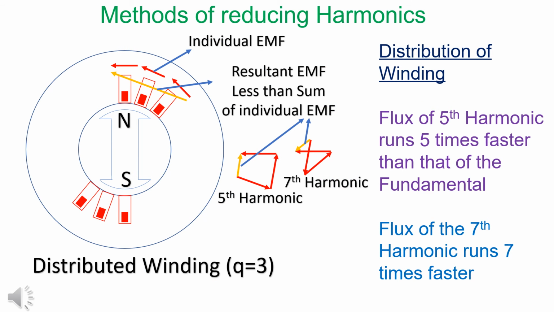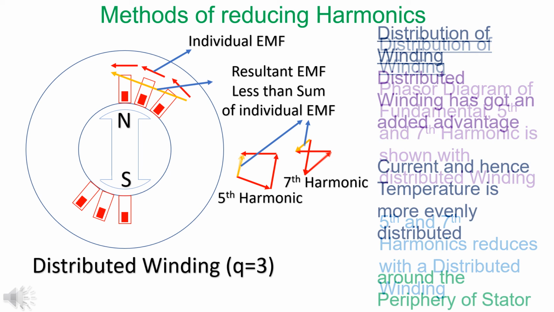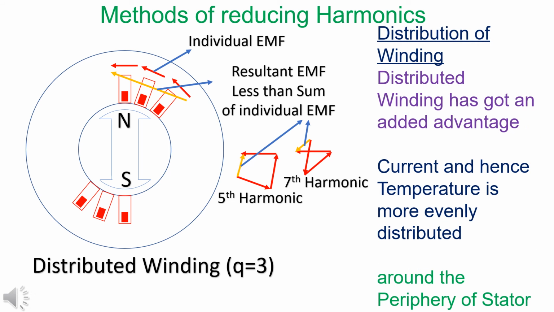Distributed winding reduces harmonics. Phasor of fifth harmonic runs 5 times faster. Phasor of seventh harmonic runs 7 times faster. The resultant EMF in the case of fifth and the seventh harmonic reduces due to distributed winding. Distributed winding has got added advantage. Current and temperature are evenly distributed around the stator core.